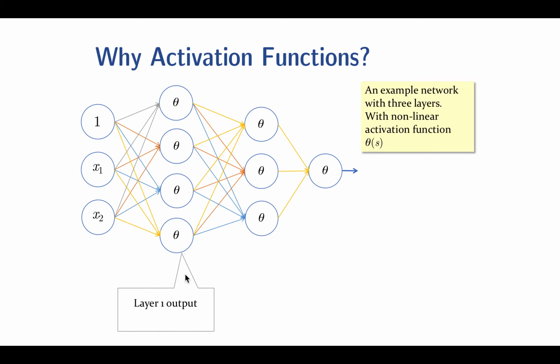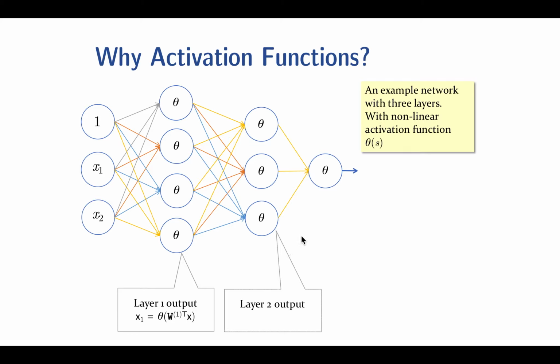So what is the layer 1 output here? The layer 1 output is not just W1 transpose X, but it's W1 transpose X passed to a theta. So it's theta of W1 transpose X. The notation I'm using is f of x, right? So x passes as input and f of x gives you a value. So theta will give you some value of W1 transpose x.